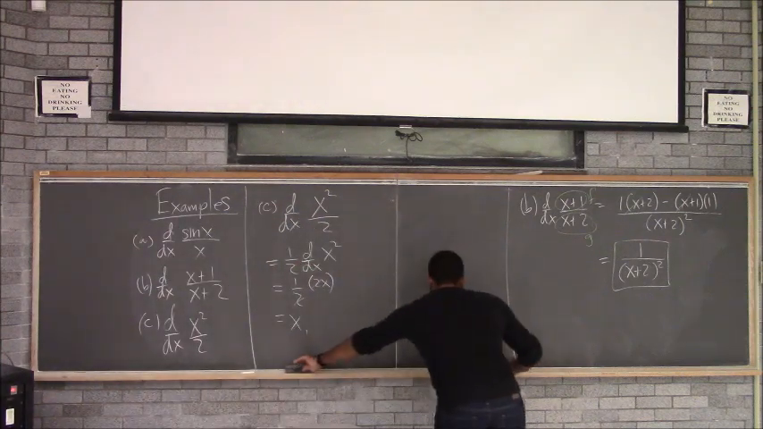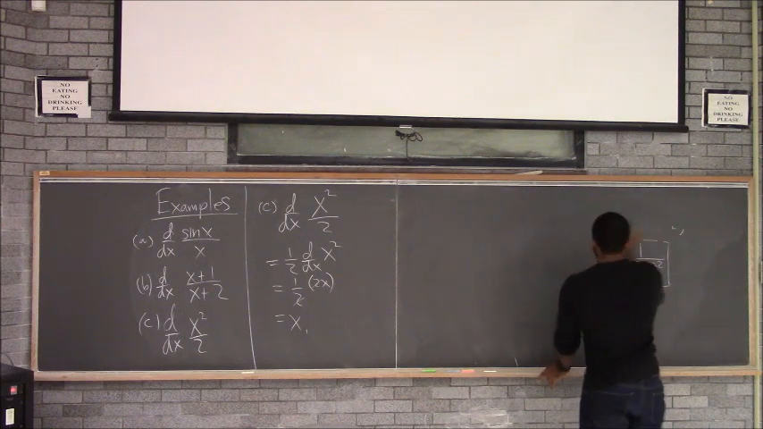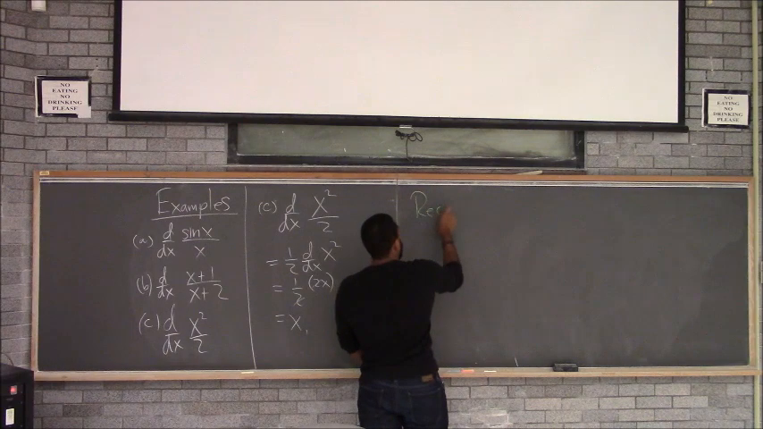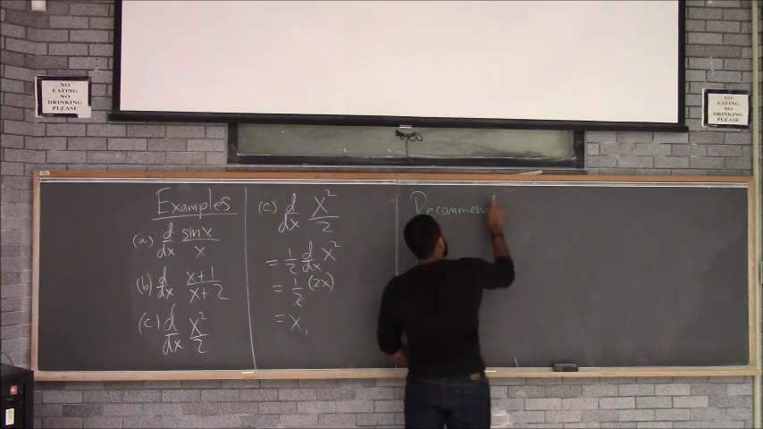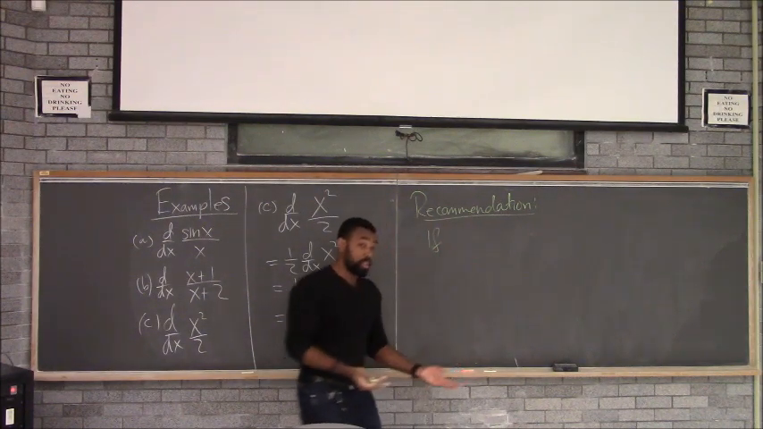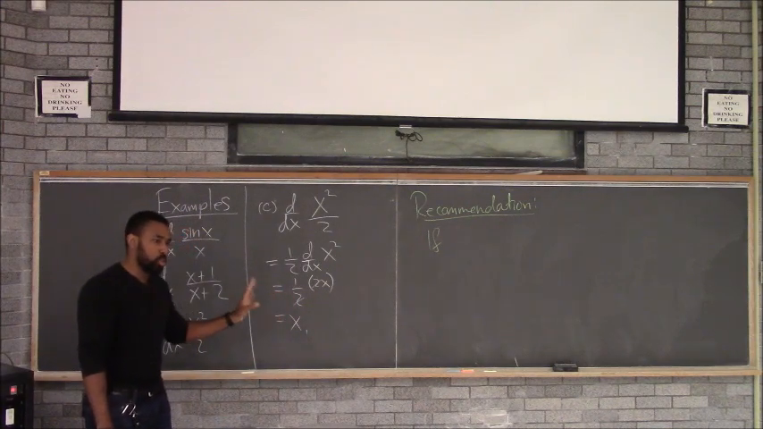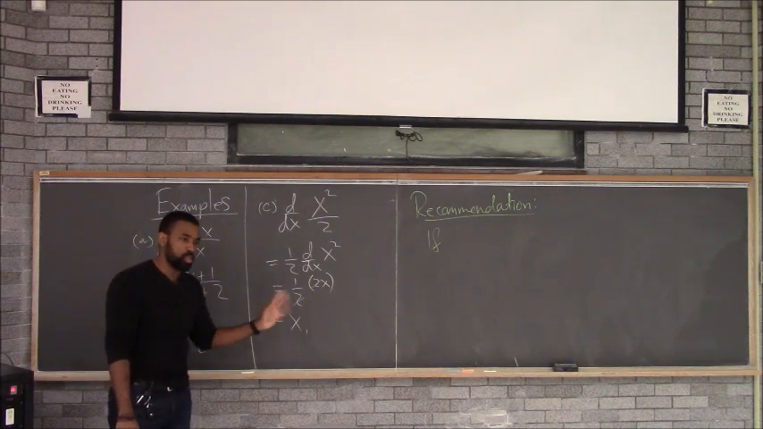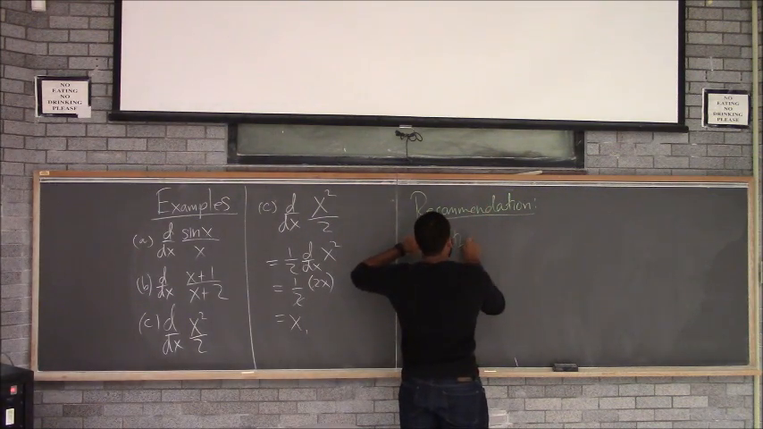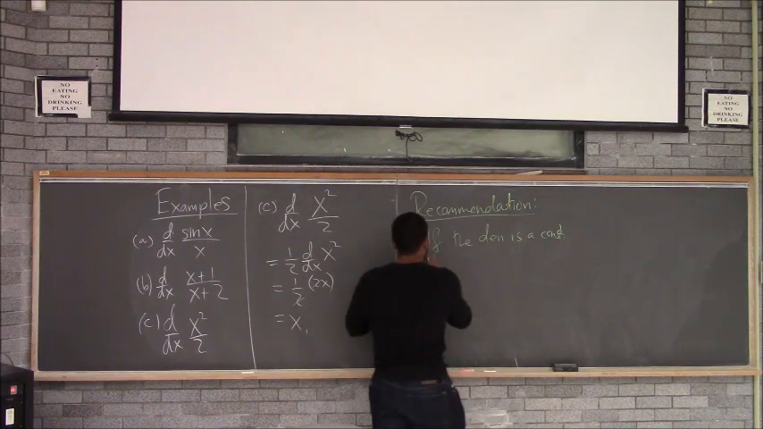But if your denominator is a constant, I would not use the quotient rule. Not that it's wrong to use the quotient rule, you could use it, but in my experience, there are mistakes that students will often make when doing the quotient rule in situations where they really don't have to. If the denominator is a constant, do not use the quotient rule.